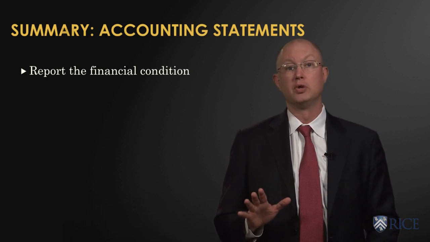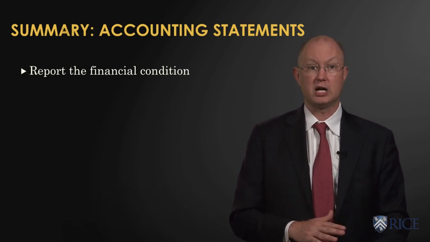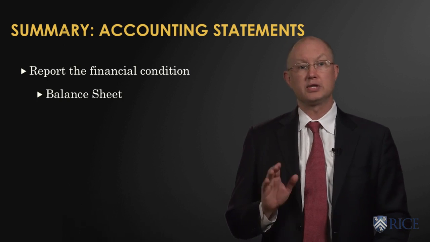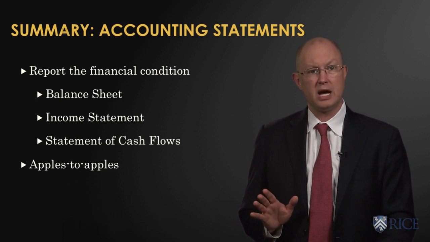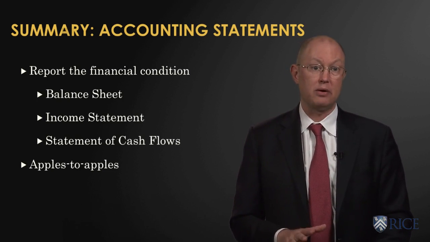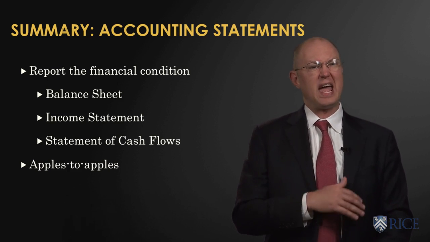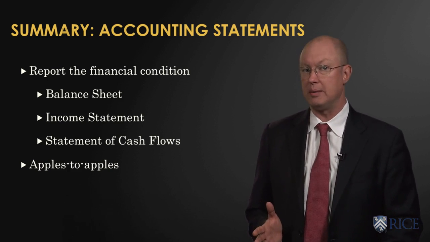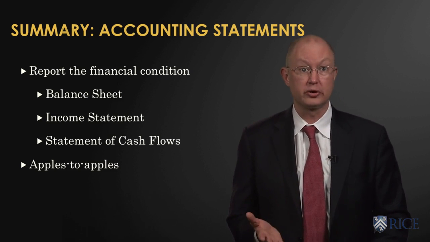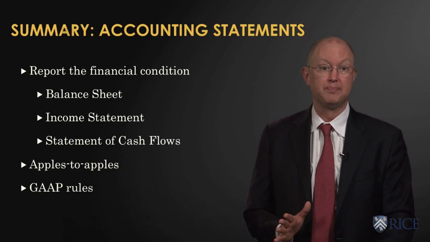Okay, to sum up, the three accounting statements, the balance sheet, the income statement, and the statement of cash flows, give us a report on the financial condition of the company. They give us a nice apples-to-apples comparison. The fact that accountants produce these three financial statements makes it very easy to look at any company's audited financial statements and get a nice, clear, cogent, distilled report on the financial condition of the company. It follows generally accepted accounting principles.